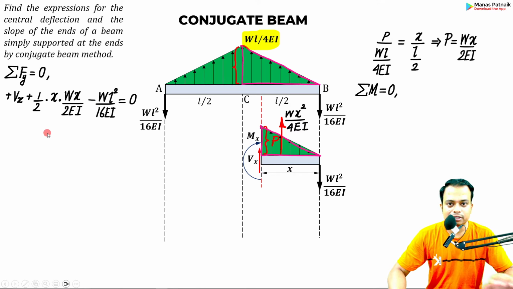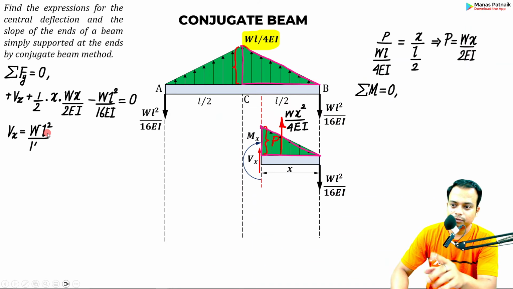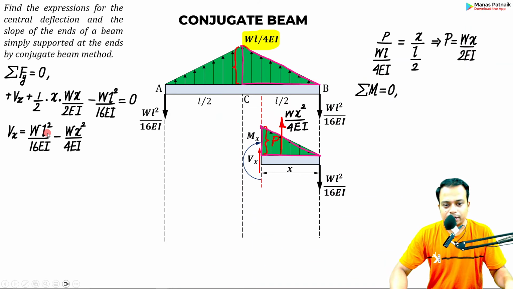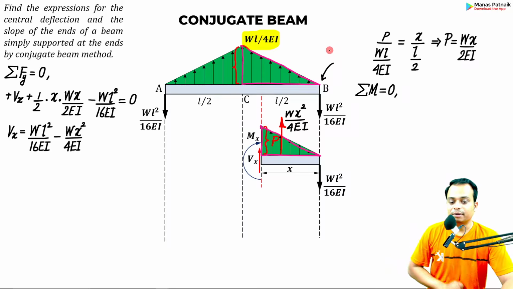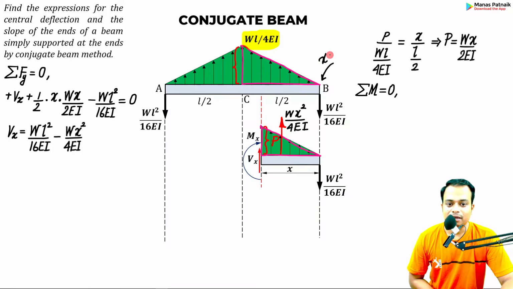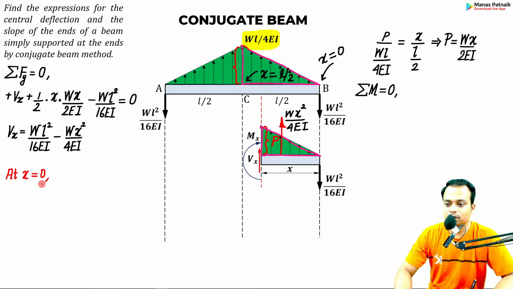And now you just try to simplify this. Keep Vx to the LHS and everything else to the RHS. This is what you get. Okay, so far so good. Now, let's say you want the slope, or you want the shear force of the conjugate beam, at B. So put x is equal to 0. If you want the same value at C, you are going to put x is equal to L by 2. Am I right? Yes. So put x is equal to 0. You are going to get shear force at B.